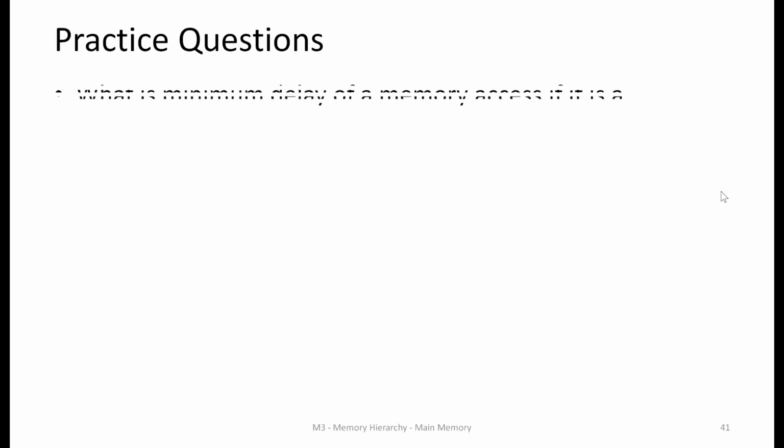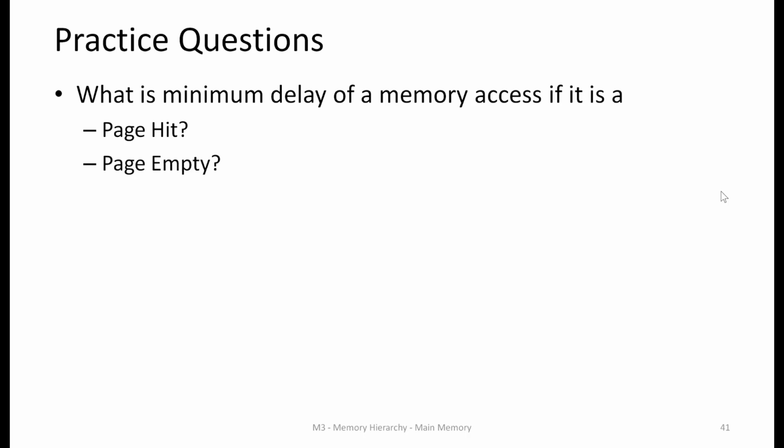A few practice questions. What is the minimum delay of memory access for a request which is a page hit? It would be the tCAS delay. If it is a page empty, the minimum time we need is tRCD plus tCAS. If it is a page miss, then we need to send a precharge too, so it would be tRP plus tRCD plus tCAS.